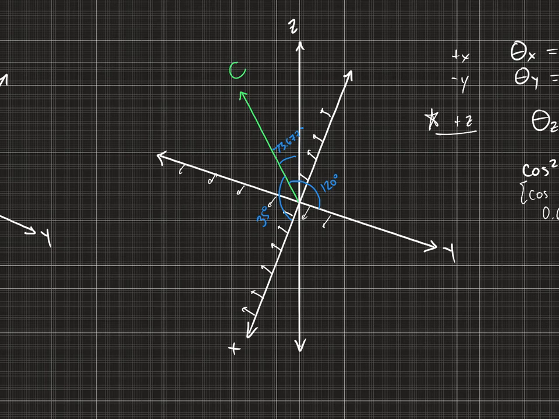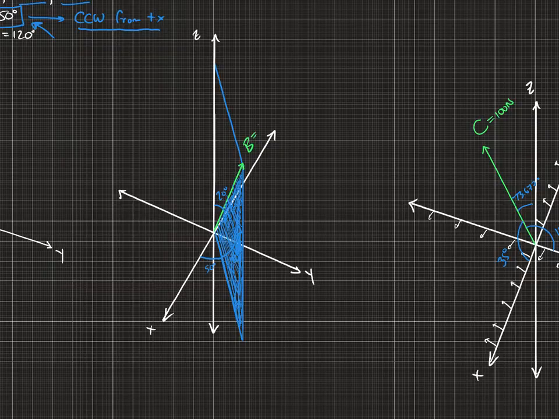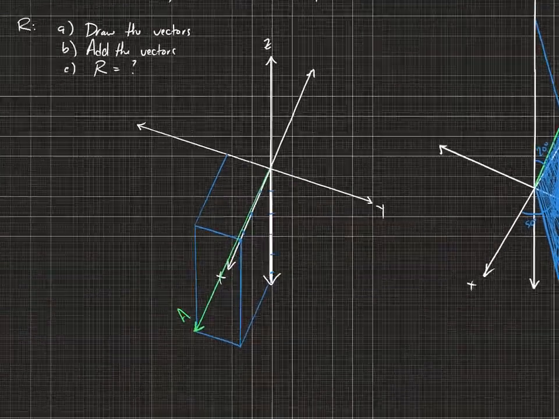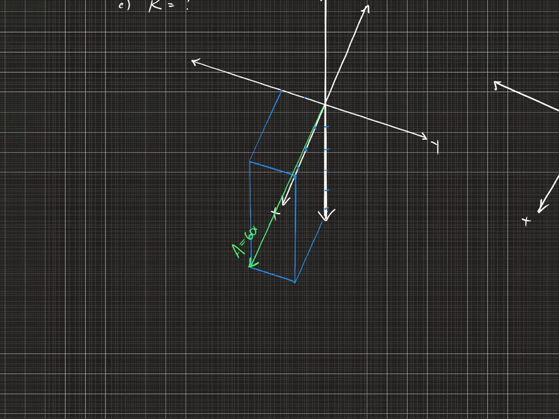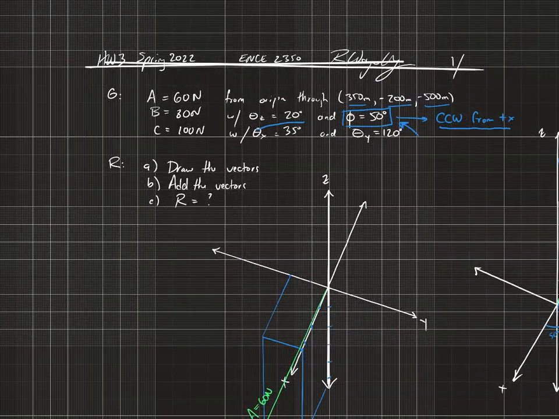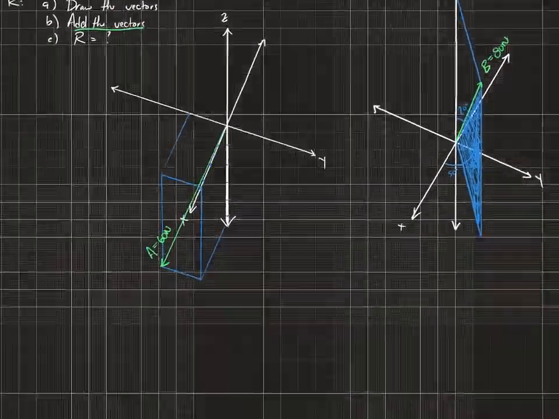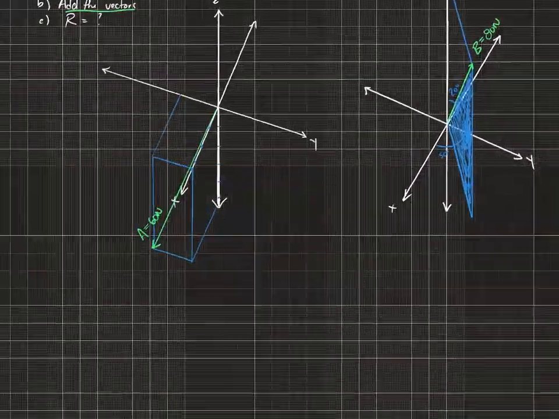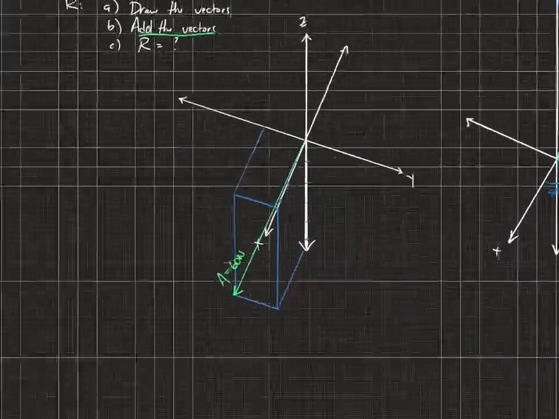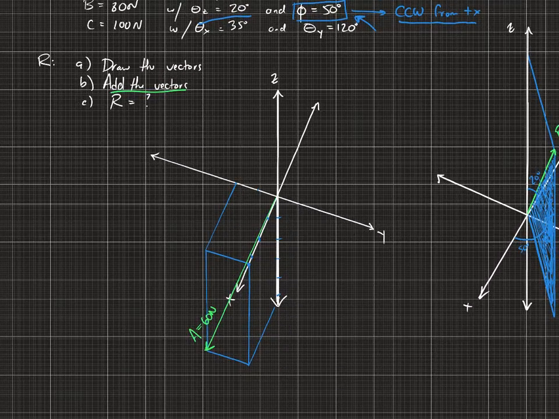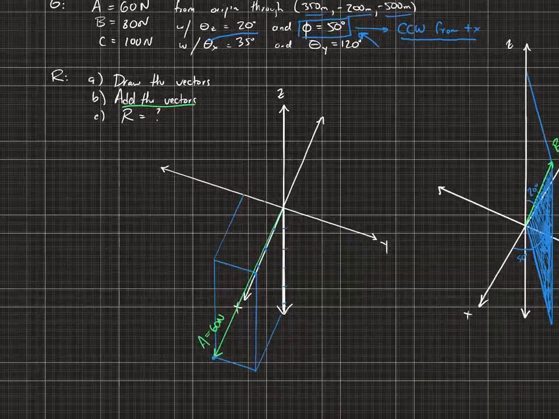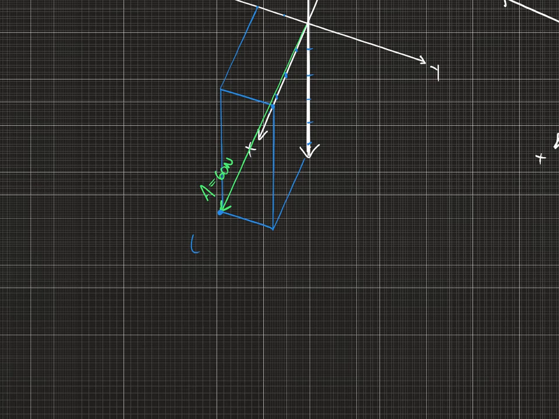Now that we have that, let me say C is 100 newtons, B is 80 newtons, and A is 60 newtons. Now what we need to do is add these vectors. One by one, we're going to break these up into their components. We'll start with this one. I didn't put the coordinates on here, which would have been nice: 350, 200, 500. So we're at 350 meters, negative 200 meters, negative 500 meters. That's a lot of writing.